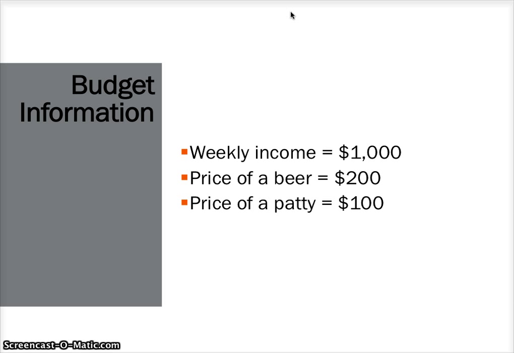Now here the consumer's weekly income is $1,000 and the consumer purchases only two goods, beers and patties. Now the price of a beer is $200 and the price of a patty is $100. We want to see the different combinations of beers and patties the individual can consume given a weekly income of $1,000.